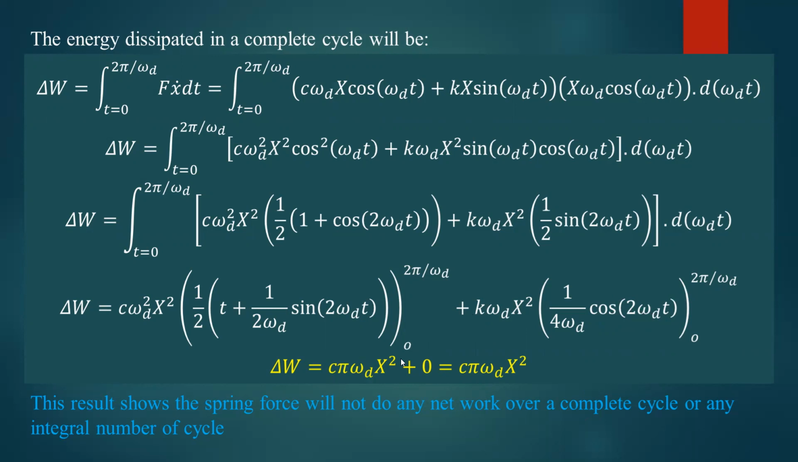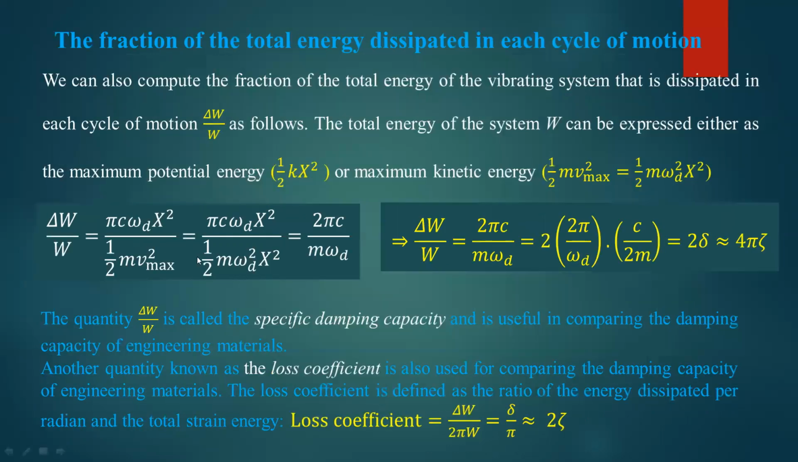So the spring constant will not have any effect in the damping. But the only component which takes care of the system, or which saves the system from unnecessary impact, is the damping part. So this is what we have concluded in the last class. Okay. Now the fraction of the total energy.